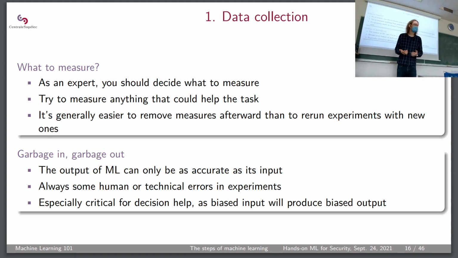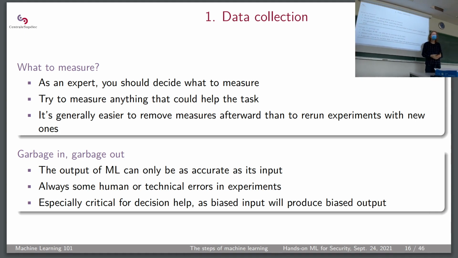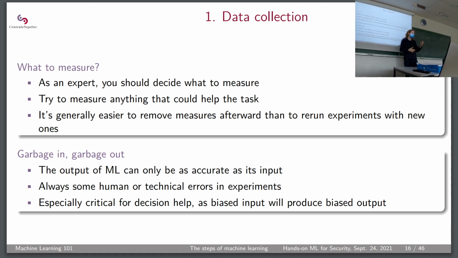Be aware that machine learning output will be only as accurate as its input. So in experiments, there will always be some technical or human errors. It's very, very important to pin them down and try to mitigate them, because if you have a poor quality data set, you will have poor quality performances afterwards. It's especially critical if your machine learning system will do some kind of decision help.